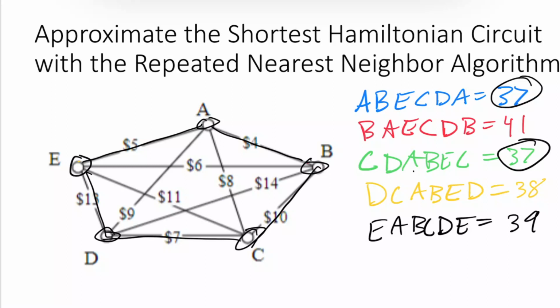But the repeated nearest neighbor algorithm is going to give you a better approximation than if you just do it once. Because if you do it for every vertex, you can choose the cheapest out of all of them. But if you only do it once, you don't know if you chose the vertex that would actually give you the cheapest.